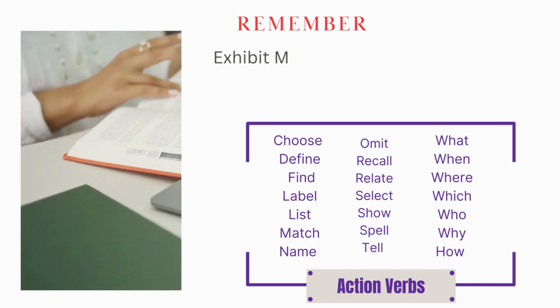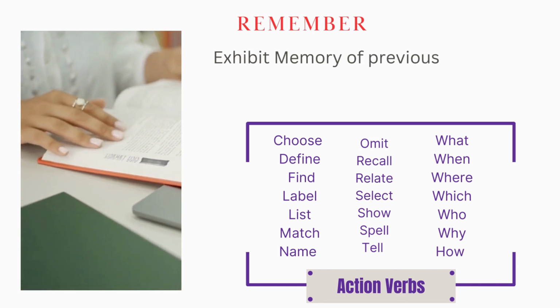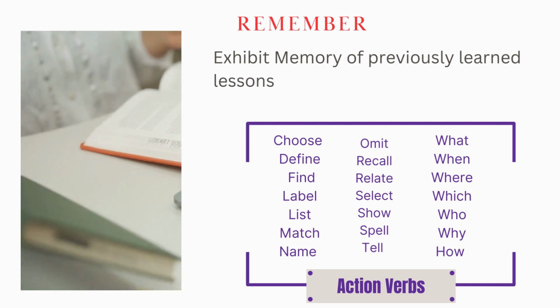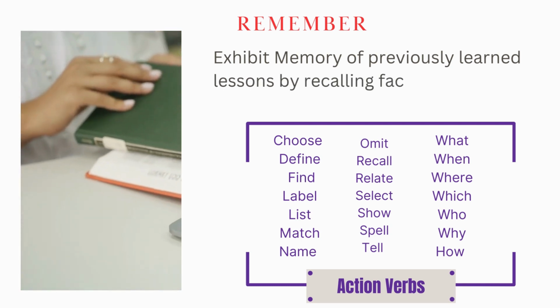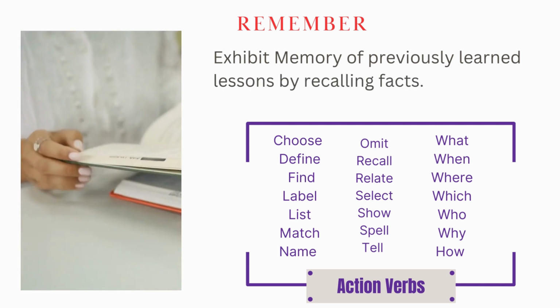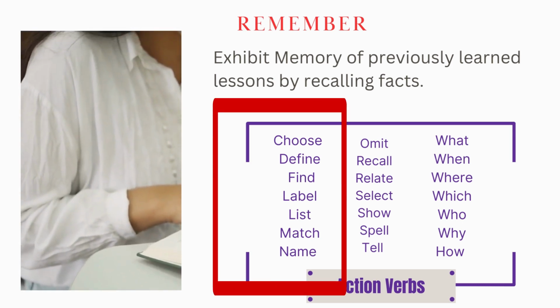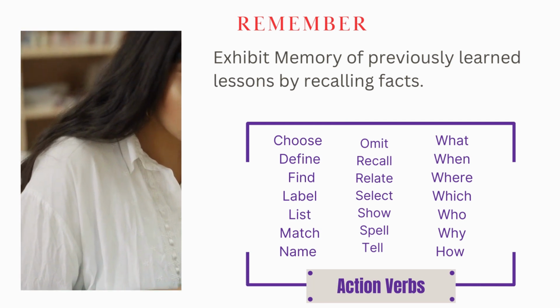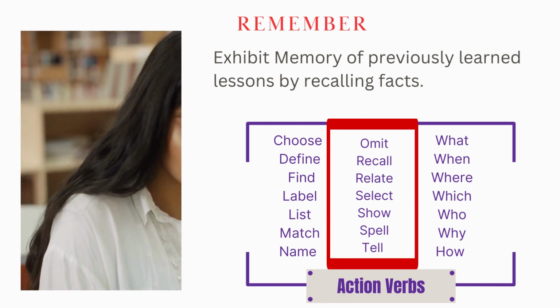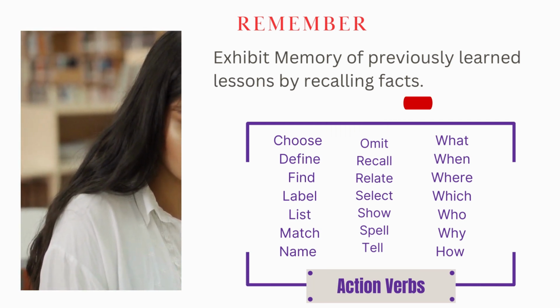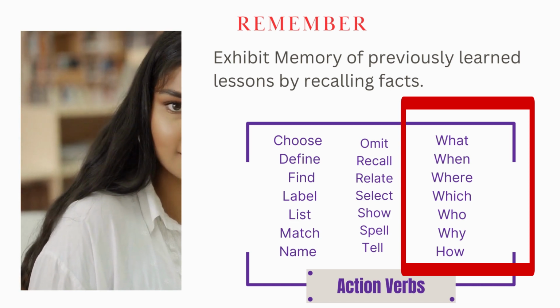The first of these is remember. The student is supposed to exhibit memory of previously learned lessons by recalling facts. These are the action verbs related to remember: choose, define, find, label, list, match, name, omit, recall, relate, select, show, spell, tell, what, when, where, which, who, why, and how.